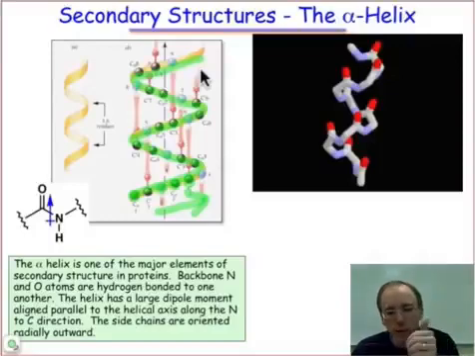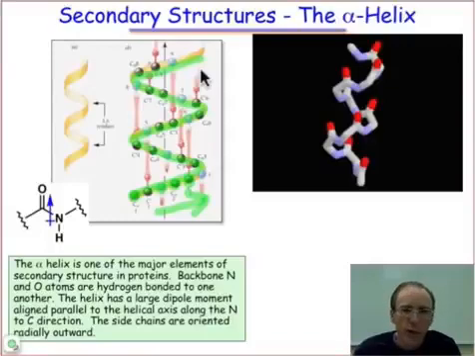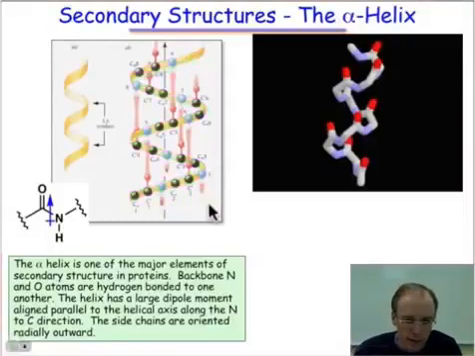If you try to do the same thing with your left hand, your fingers are going to travel along the chain in one direction, and your thumb's going to be pointing in the opposite direction, so we know that this is not a left-handed helix.